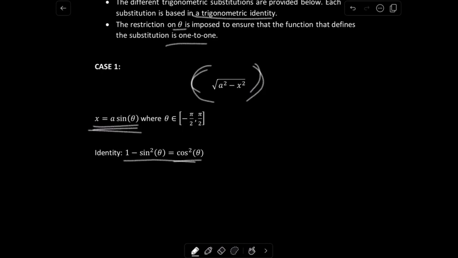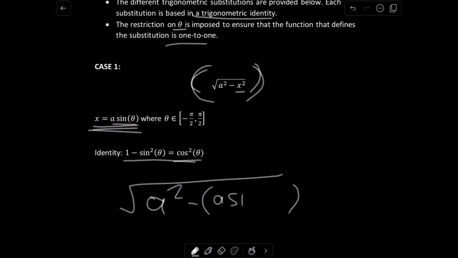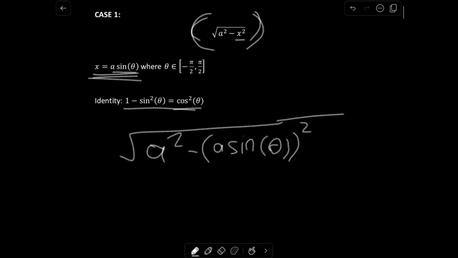What we're going to do is let x equal a sine theta. So our integral will become a squared. We're not going to touch that. That's a constant. Minus, now wherever I see x, I'm going to replace it with my substitution, which is a sine theta. Okay, a sine theta, and the squared is on the outside there. Let's simplify this.